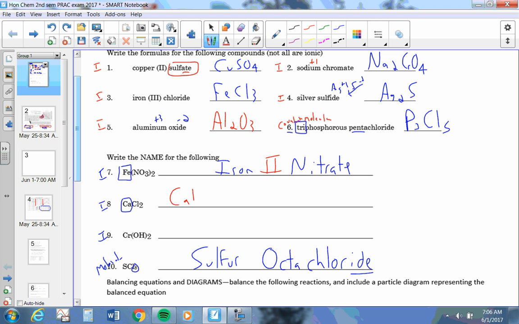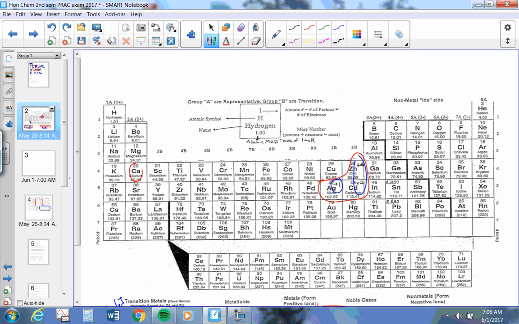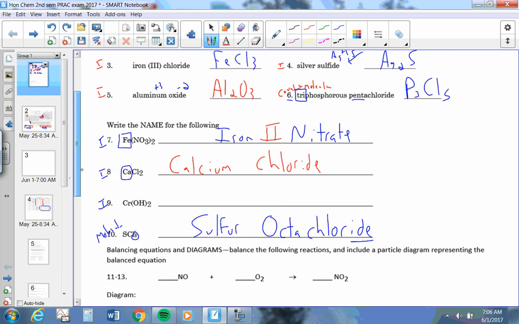Ca, calcium. Cl2, don't put di, there's no prefixes, it's simply chloride. Calcium's in a predictable area, it's only plus 2, chlorine's only minus 1, there's no debating it, calcium chloride.